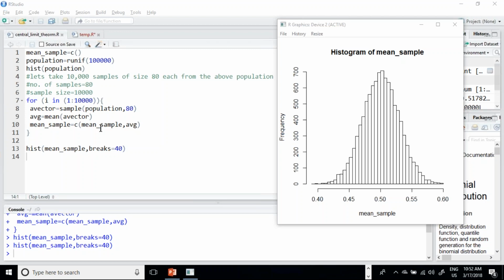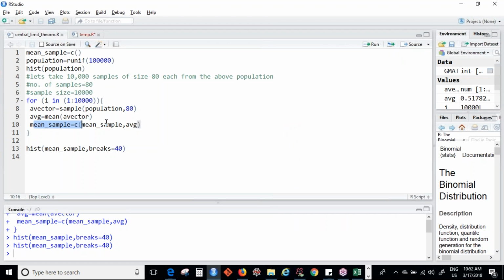Okay, and then what am I doing here? Here I am trying to merge it with itself. So initially this value will be 0, right? There is no value here. So the first value will get inside mean sample. Second time mean sample will have that first value, the second value will get merged, again the third value will get merged. And finally you will have a mean sample which will have 10,000 values, each value representing the average of each sample.